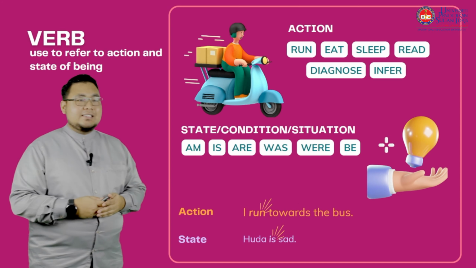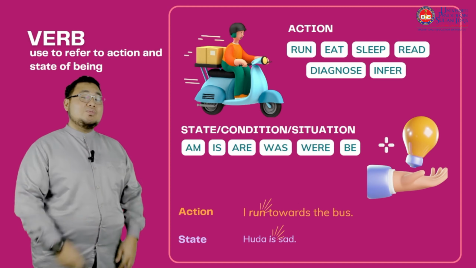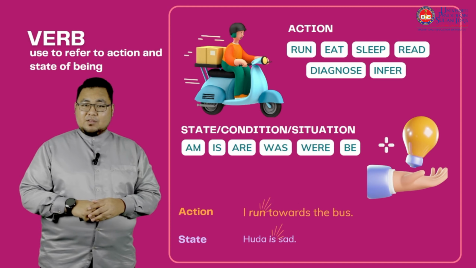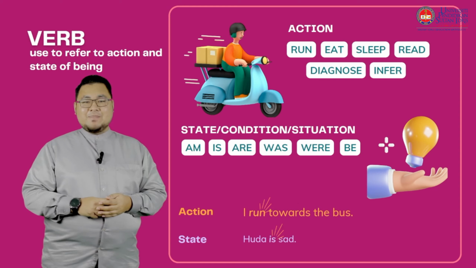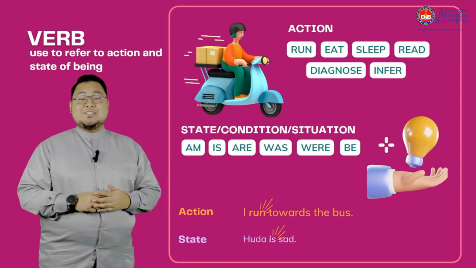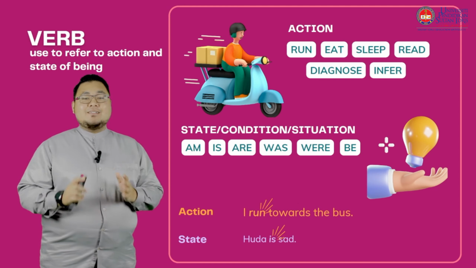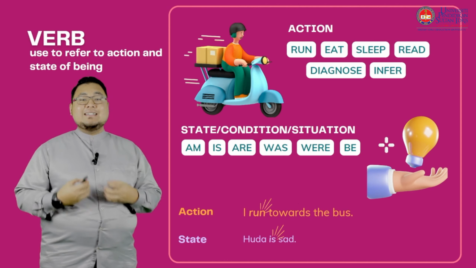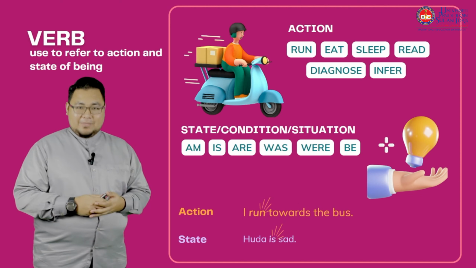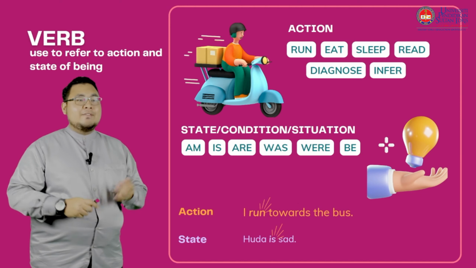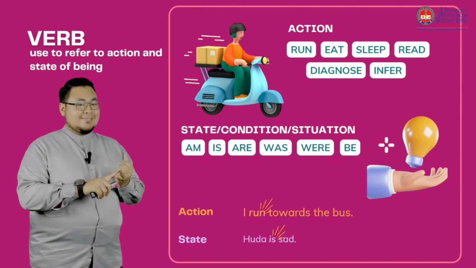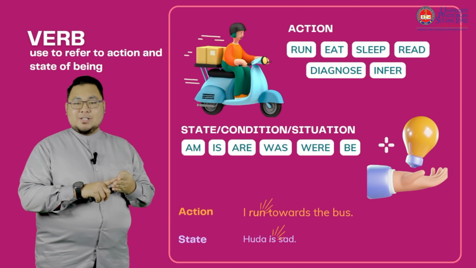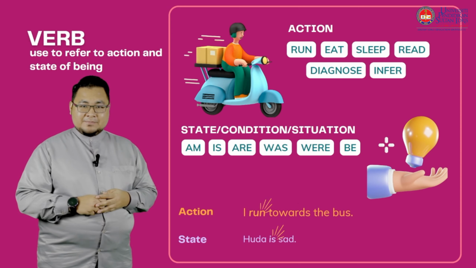The next one is state, condition, and situation, also known as verb to be, also known as be verb, also known as auxiliary verb. These are the type of verb that is used to help build a sentence, to show a condition or a state of something. What are those? We have am, is, are, was, were, and be.